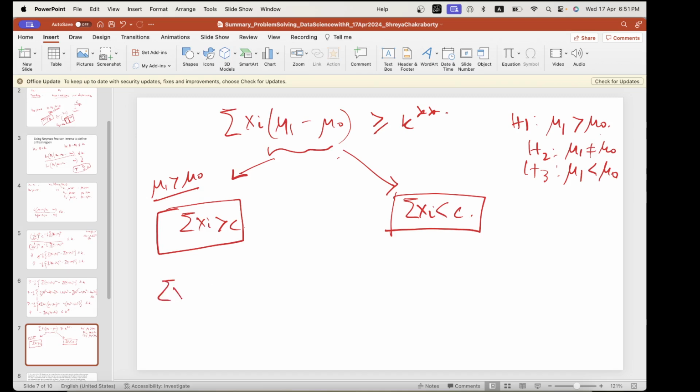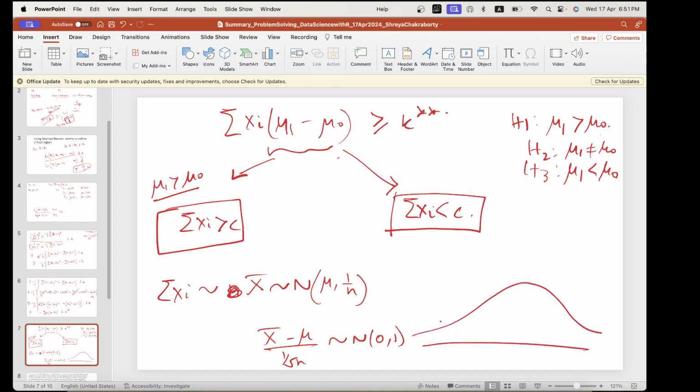So summation xi is actually n x bar, or if we divide this by n, then we'll have x bar, which will follow a normal mu, 1 by n, and then from here (x bar minus mu) by 1 by root n will follow a normal 0, 1. Then we can devise cutoffs like this, that, and if this summation xi is greater than C, then this quantity will also be greater than C. So that's how we define a right tail test.